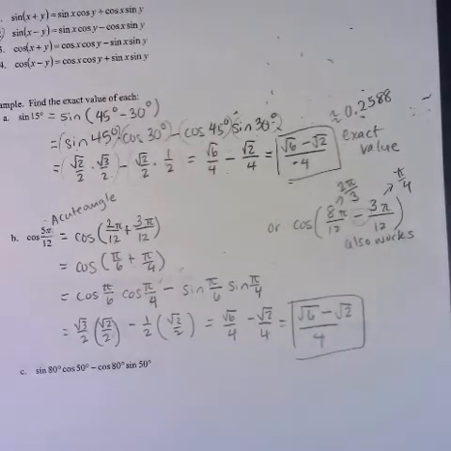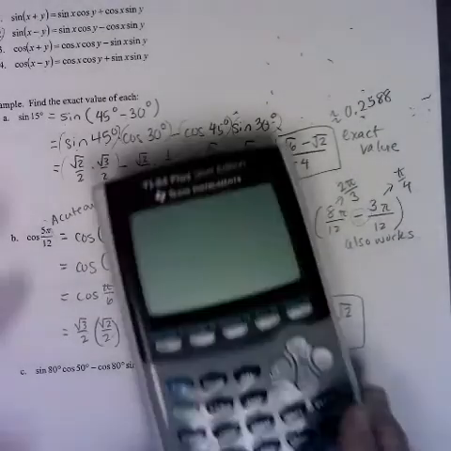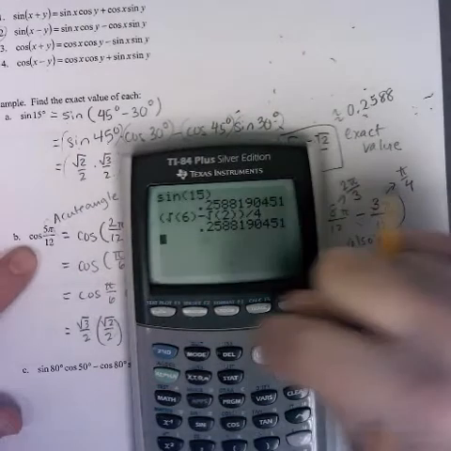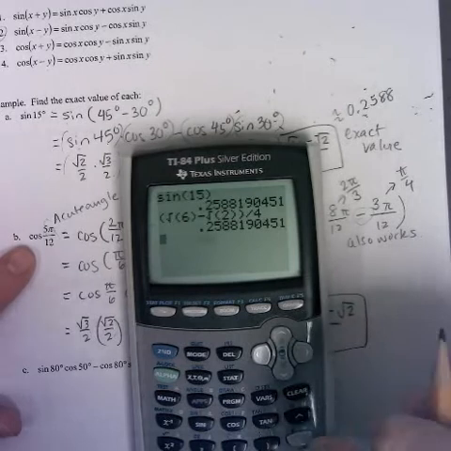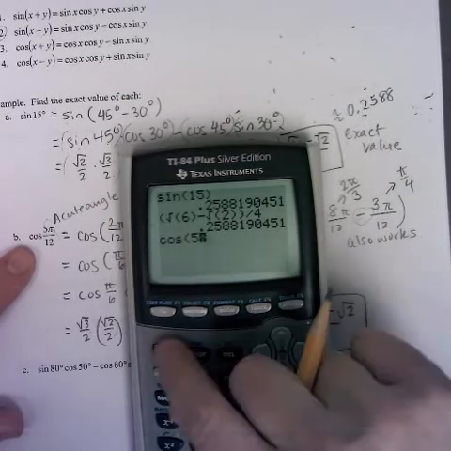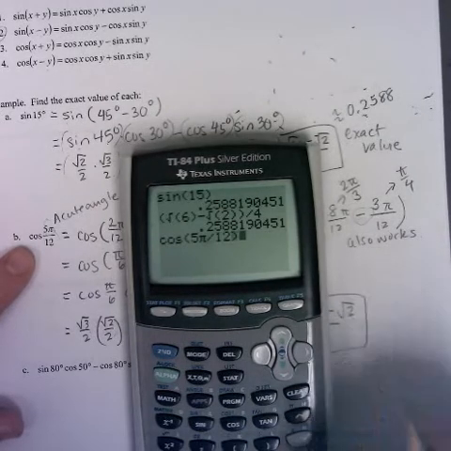Again, you can check that now. Make sure we've switched to radians, and make sure we have the right answer. Cosine of 5 pi divided by 12, the same number again.